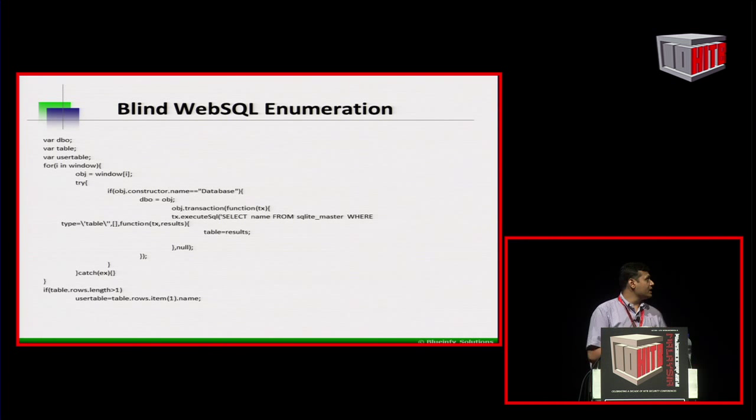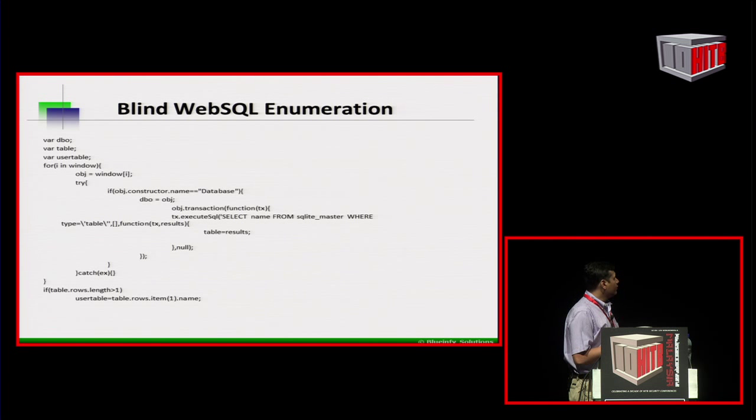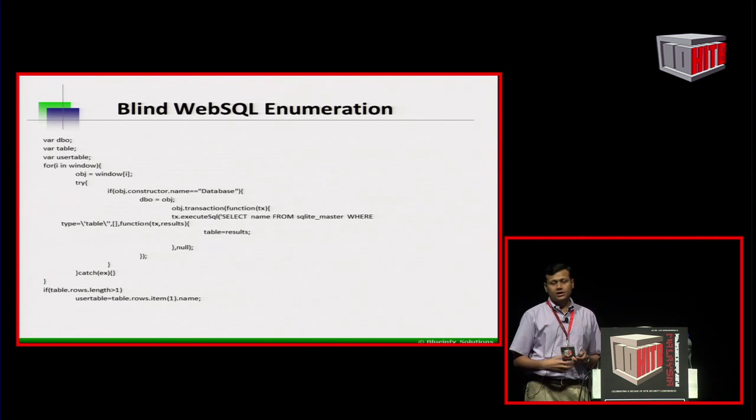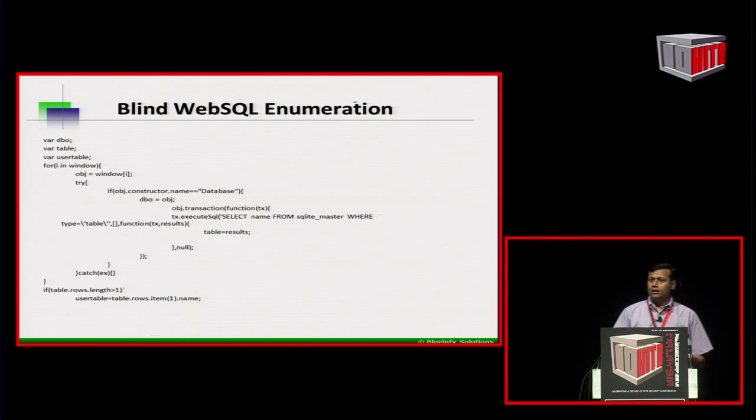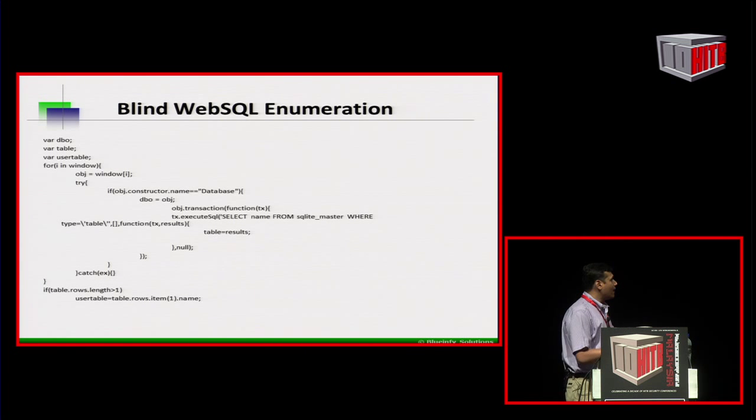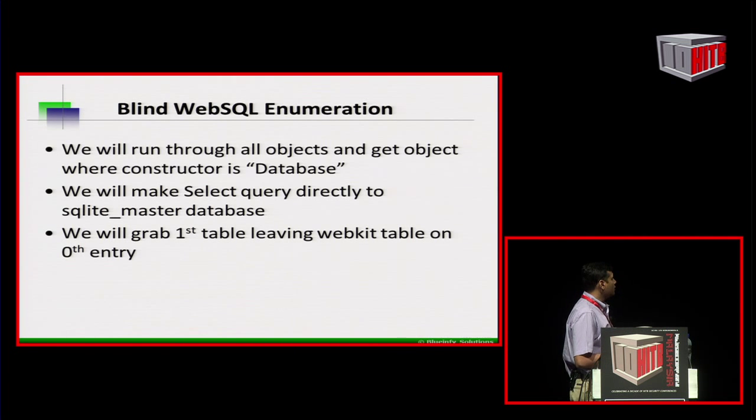So over here, for example, you can run through the window JavaScript loop, run through all the objects, and as soon as you find a database object, you run this select query against the SQLite master database, which is the SQLite database residing in your browser, and you extract the table names created by the user or by the application. So we got the constructor database, we got sqlite_master, we got a first table, the zeroth table is a WebKit table.